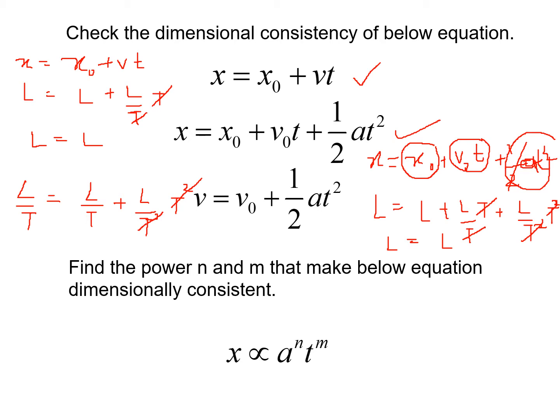on the left side is L over T, and on the right side is L over T, yes, but in here is only L. So the terms on the left side are not the same as the terms on the right side, because on the right side they have L over T plus L, and therefore the third equation is not dimensionally correct.